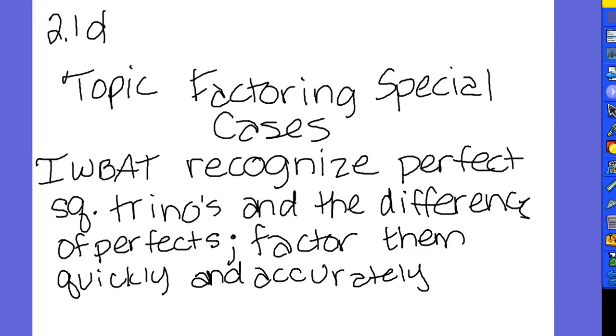Our instructional objective for today: you will be able to recognize perfect square trinomials and the difference of perfect squares, and also you'll be able to factor them quickly and accurately. So I'll give you a moment to write that down.